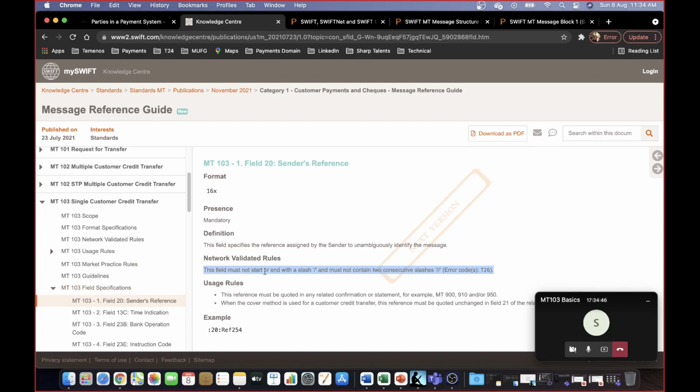And if you want to go into detail on the validations performed, you can click on the network validation rules, where you can go and see specifically, for example, if a particular tag is present, another tag must not be present. Those kinds of validations happen. The presence of this tag is mandatory. If a Swift MT103 message is sent without this tag, then the Swift network will reject this payment. So that's how it works.